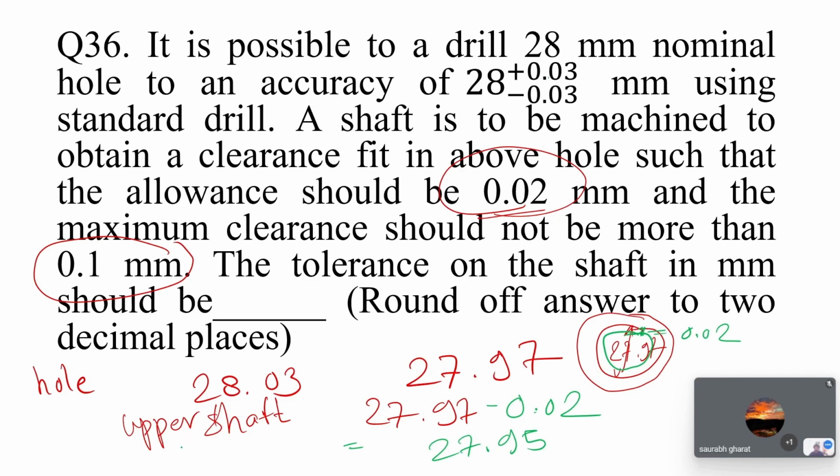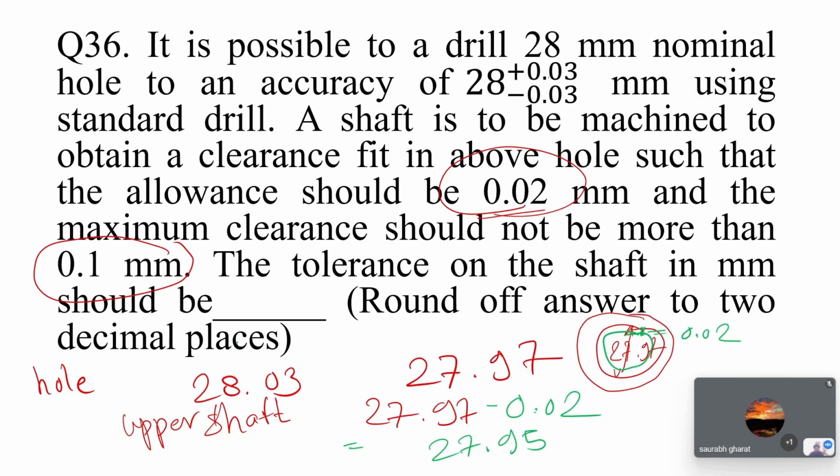Now we need to find the lower limit of the shaft. How can you get the lower limit of your shaft, and what maximum is possible? Consider your hole is big. This is your hole, and it is manufactured. The maximum clearance should not be more than this. So this should not be more than 0.1.